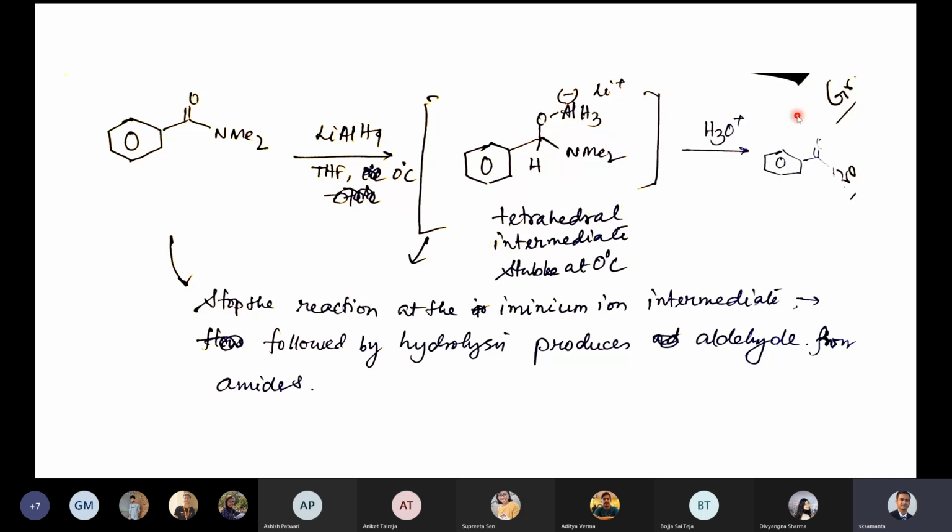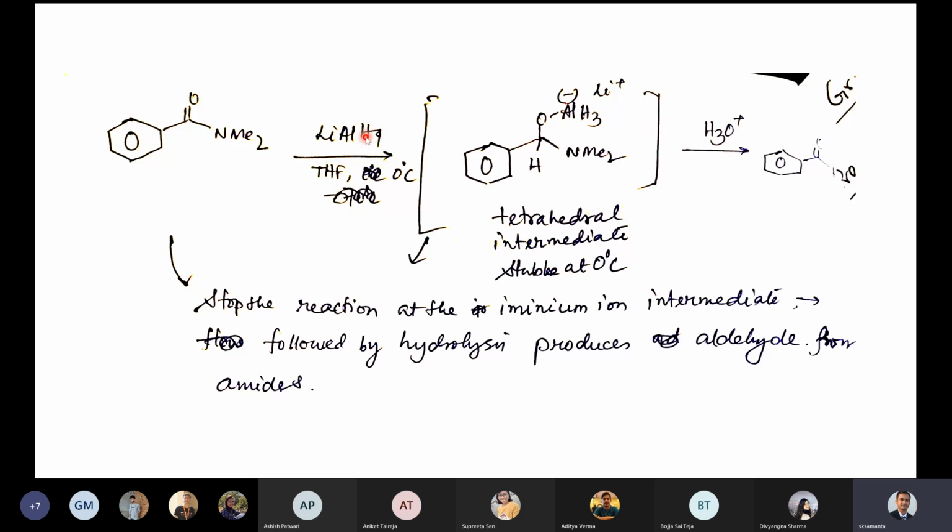Okay. It says here, stop the reaction at this iminium ion intermediate. Yeah, tell me. Then the aldehyde that is produced can be converted into alcohol with LiAlH4. Sorry, I cannot hear, tell me again one more time. The aldehyde that is produced can be reduced by LiAlH4 further. Yeah, so basically what we said is that this tetrahedral intermediate is hydrolyzed at this stage. The moment you hydrolyze it, the LiAlH4 is not actually active anymore.